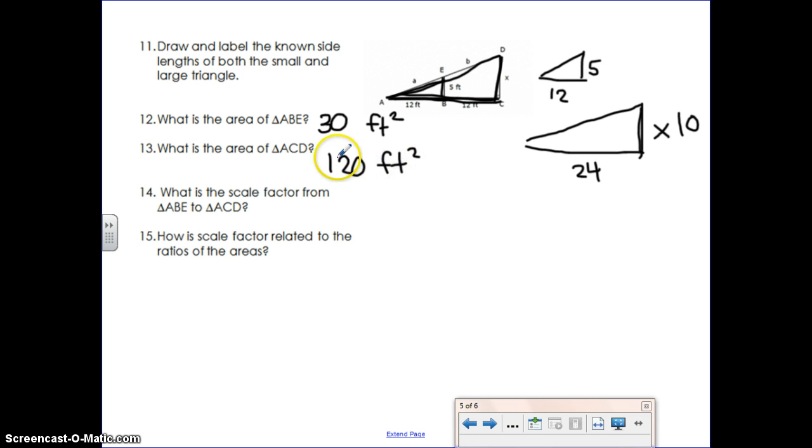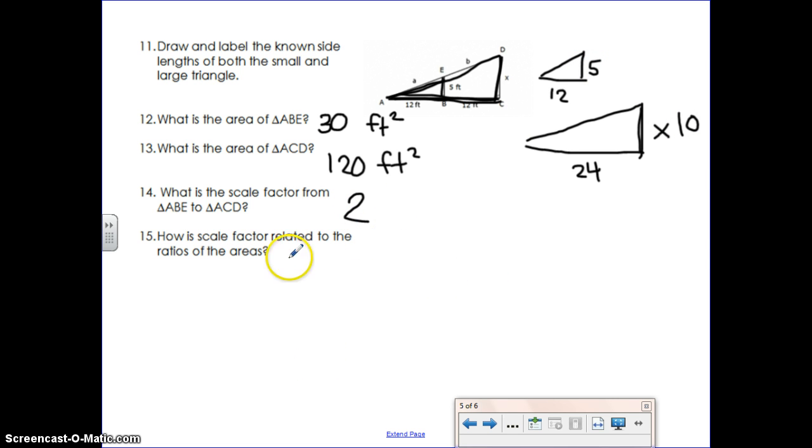All right, so our area of our small triangle is 30 feet squared. The area of the large triangle is 120 feet squared. If you got that right, you are absolutely on track. Scale factor we noticed is times 2, or new over original, 10 divided by 5, which is 2.